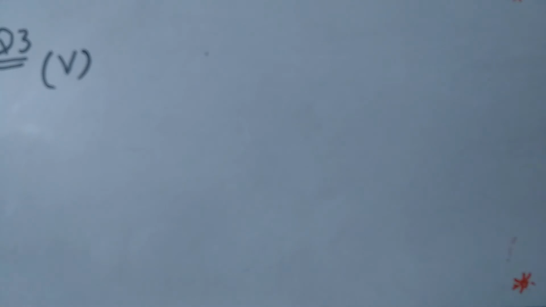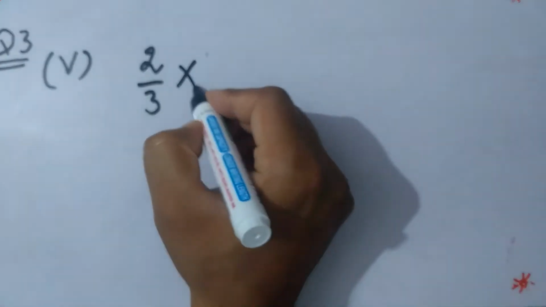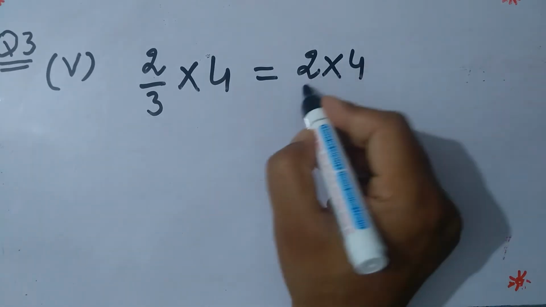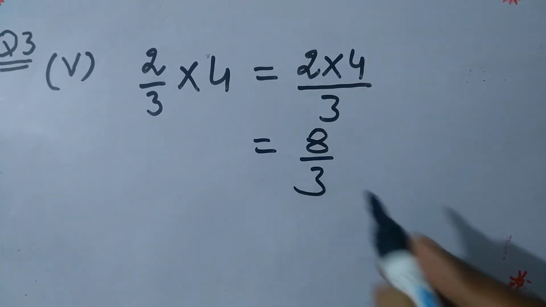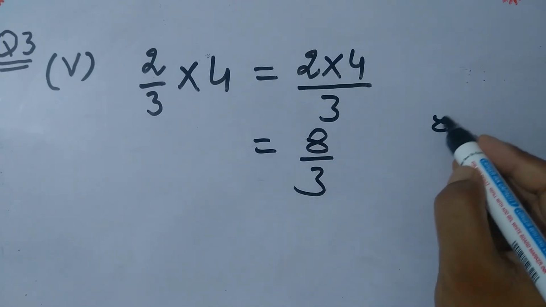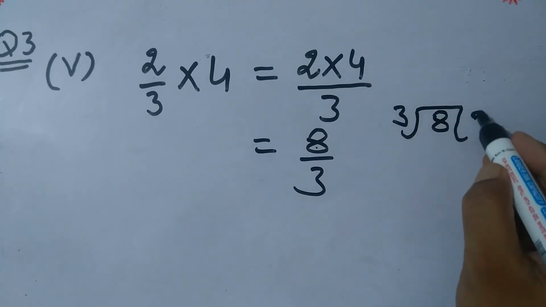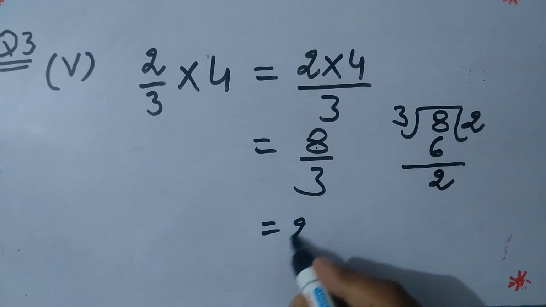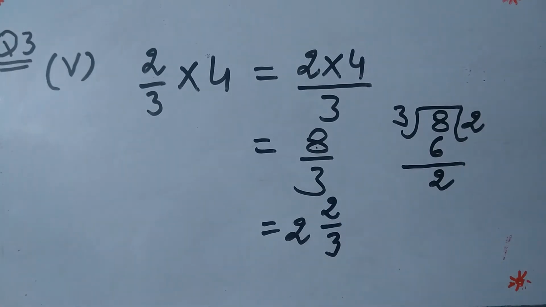Okay. Now the fifth part is 2 by 3 into 4. It means 2 into 4 divided by 3, that means 8 divided by 3. Again the numerator is greater than the denominator, so we have to divide 8 by 3. 3 twos are 6, 2 is the remainder. So 2 and 2 by 3 is the final answer.